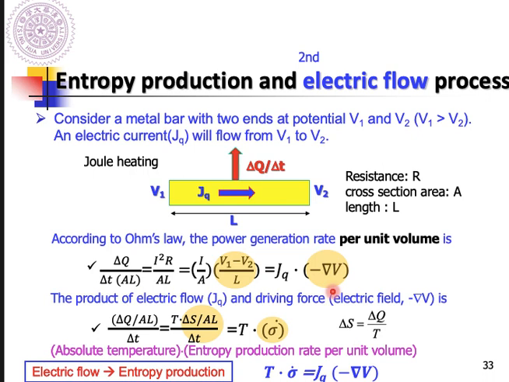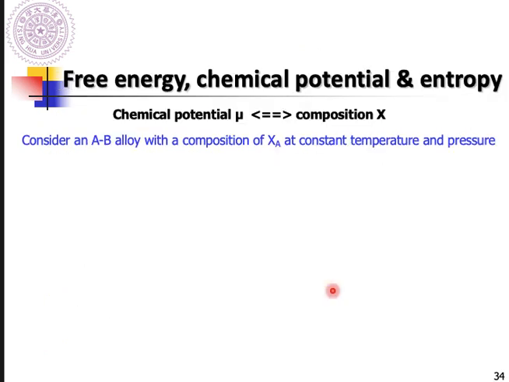Okay, so what we have is also the mass transport or mass flow process. That will be our third case. But before we move to that, I'm going to give you a quick review of the relationship between the chemical potential mu and the composition X. This is quite important before we talk about mass transport or diffusion in solid materials.